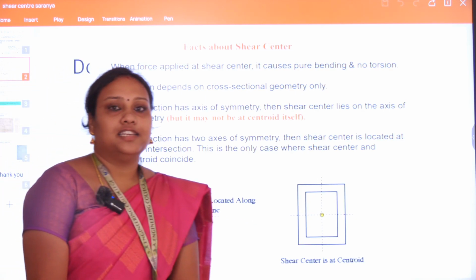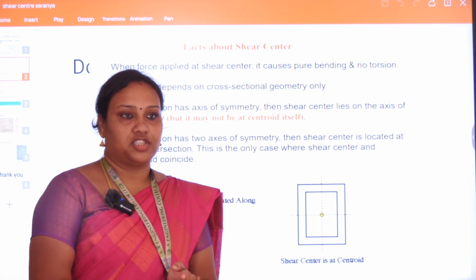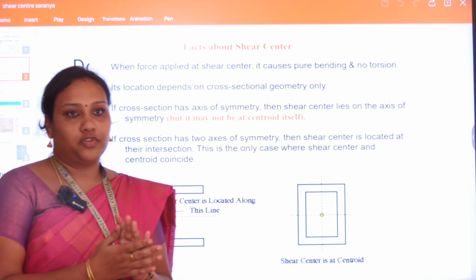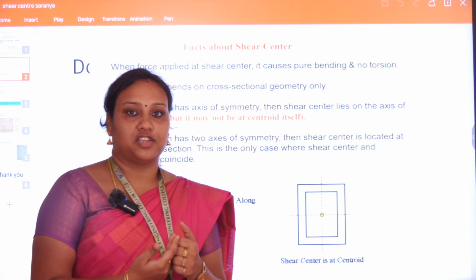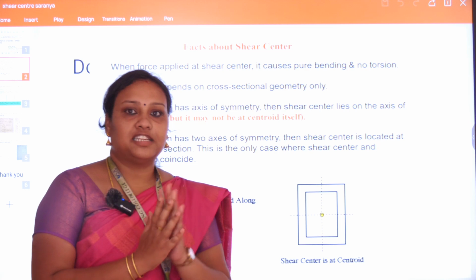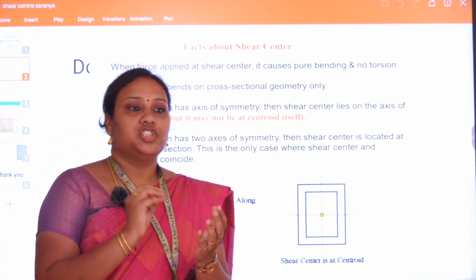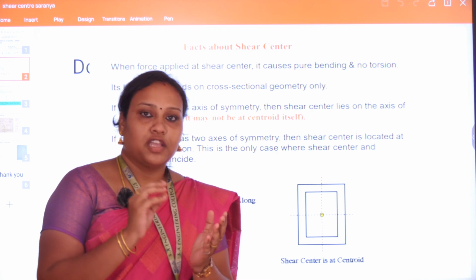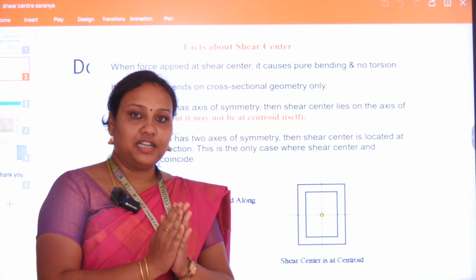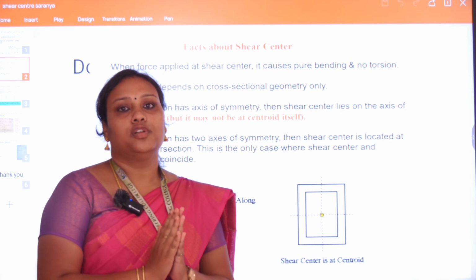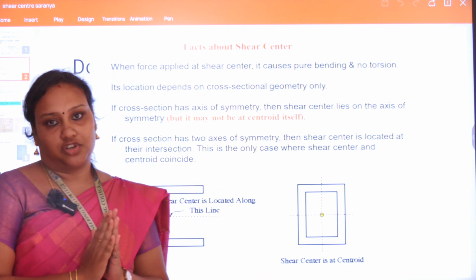So what exactly is shear center? Shear center is nothing but a point in any cross section. It can be any type of cross section, say for example rectangular, circular, Z section, channel section, angle section. In these different cross sections, there is a particular point called the shear center. Shear center is nothing but a point where you apply the load, and due to the application of load, the element is subjected only to bending and there is no torsion produced in the cross section of the subject.